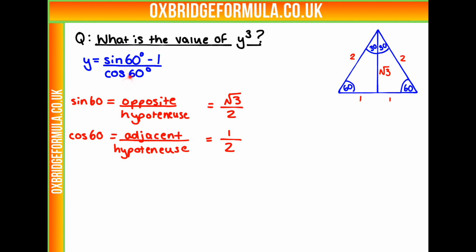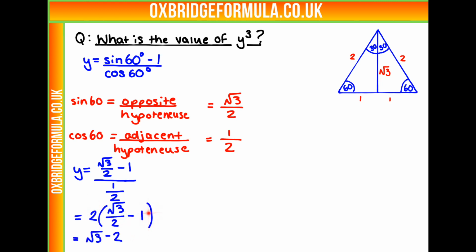Now we can substitute them into the equation. So y is going to be root 3 over 2 minus a half. And if we're dividing something by a half, that's the same as timesing it by 2. So it's actually going to be 2 times root 3 over 2 minus 1, and we can simplify that down to just root 3 minus 2. If we bring that over here, we can now work out what y cubed is.